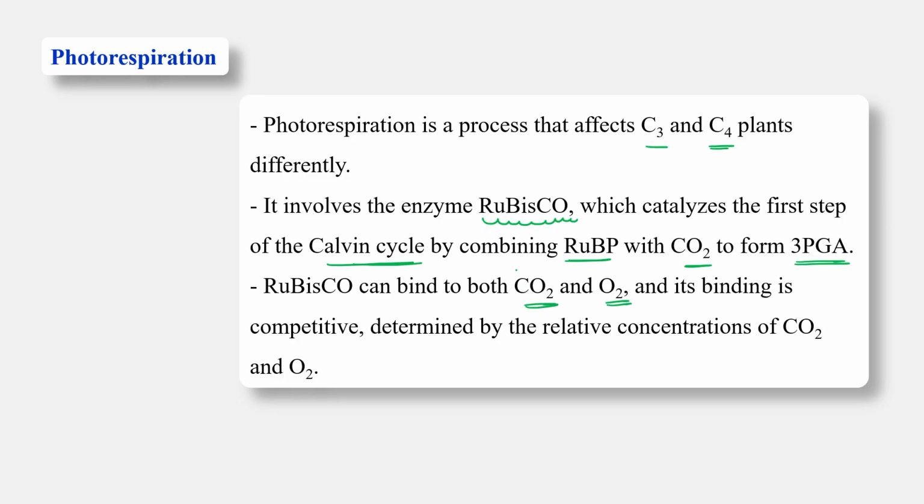So rubisco can bind both carbon dioxide and oxygen, and its binding is competitive, so it is determined by the relative concentration of carbon dioxide and oxygen. If carbon dioxide is present in optimum amount in the environment as compared to oxygen, it will be able to bind with carbon dioxide. If carbon dioxide is not present, it very easily binds with oxygen. So it can bind both types of gases, carbon dioxide and oxygen, and its binding is competitive.